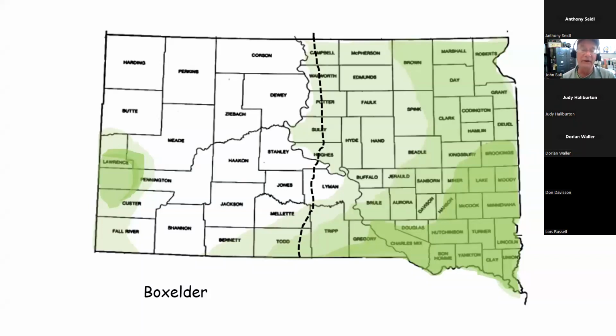Now, where it does best is really East River, east of that dashed line there. But yes, we can grow it pretty much throughout the state. But the eastern part, where we're getting a little bit more rainfall, is really where it does extremely well.